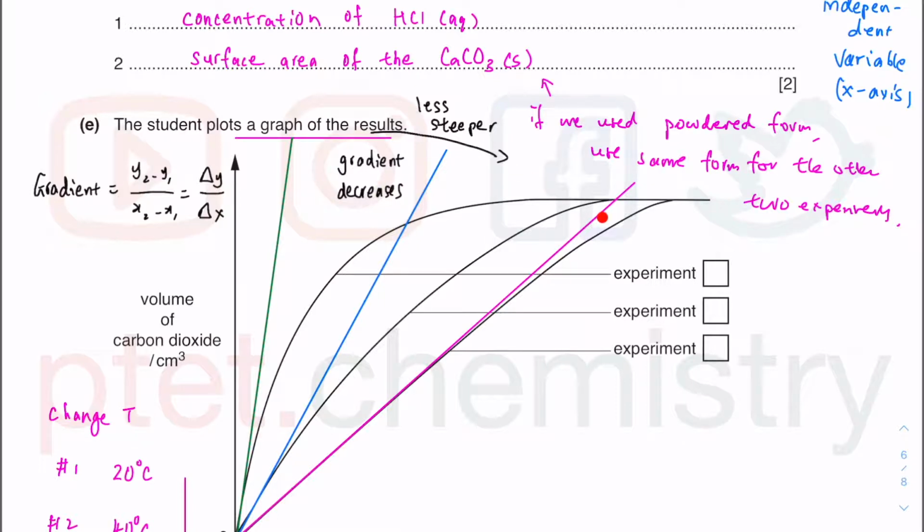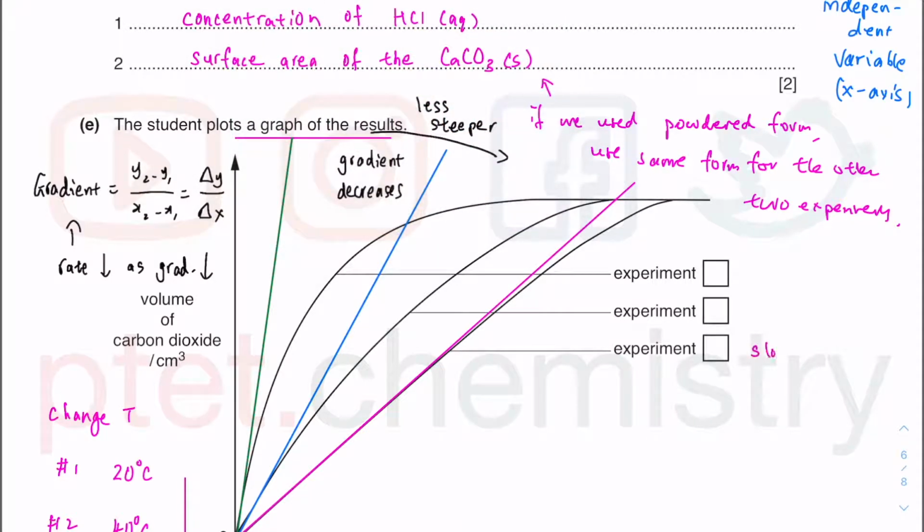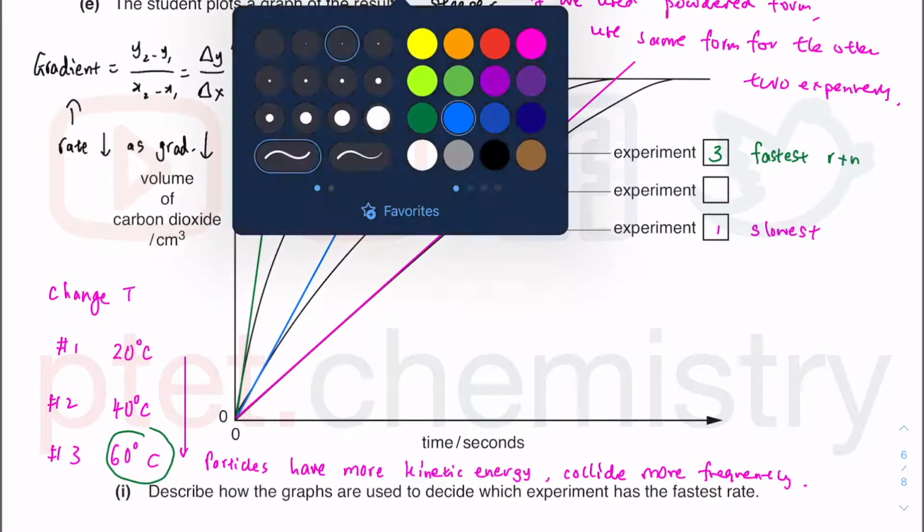The less steep the line, that is going to be your rate of reaction. So the rate decreases as gradient decreases. So that means this is the slowest rate. So the pink one will be the slowest rate. And then the green one, this is the steepest gradient. So the green one is going to be the fastest. The fastest reaction is going to be the one at the highest temperature. So that is going to be 60 degrees Celsius for experiment 3. Whereas the slowest one is the one with the smallest gradient, not very steep at all. The one at the lowest temperature, that's experiment 1, which means the other one is experiment 2 there.